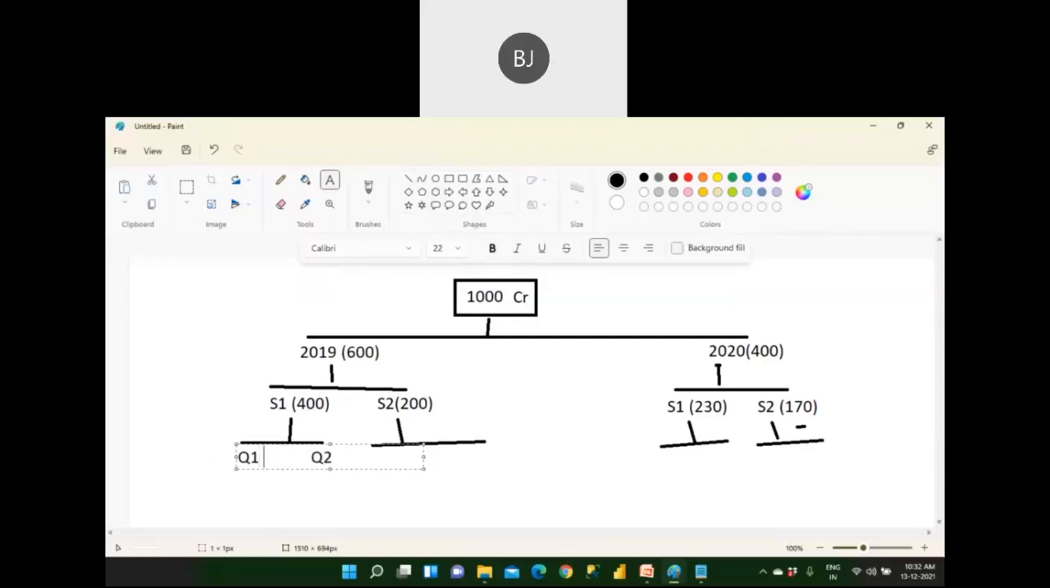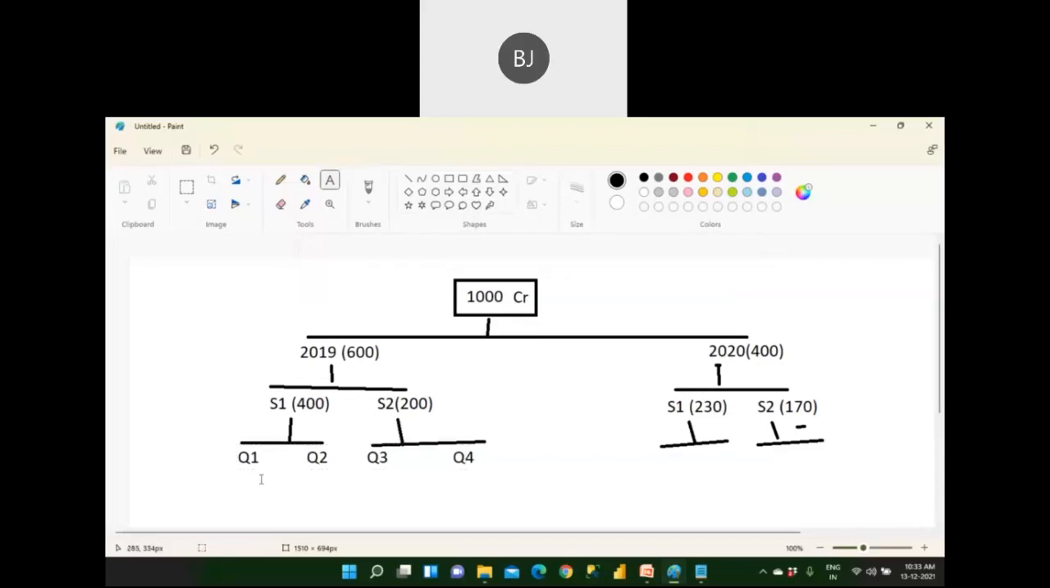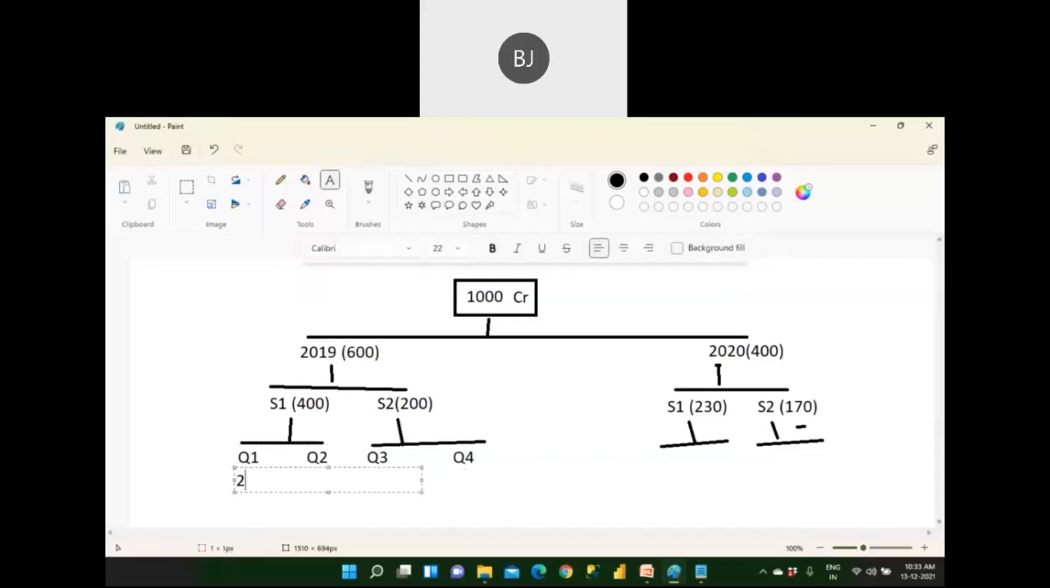Quarter one, let us say, out of 400, I got 250 from quarter one, and quarter two, let me have it like this. It is quarter three, and quarter four here. So quarter one, out of this one, I got 250 here, and 150 I got from here, right? Q3, out of 200, is a Q3. So here I got 100. So here I got the equal amount.